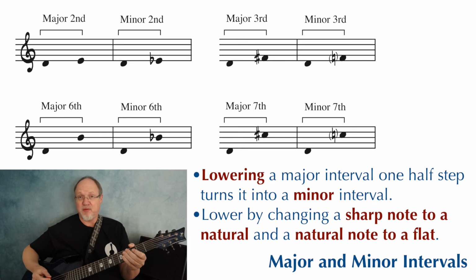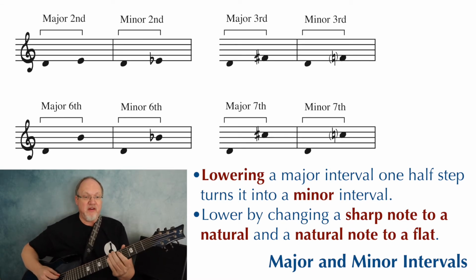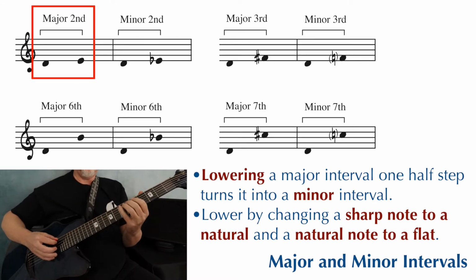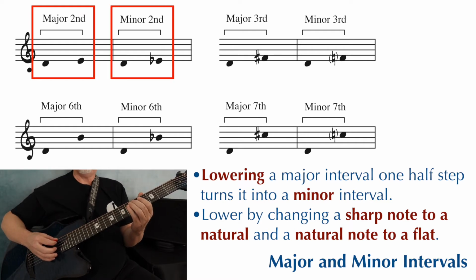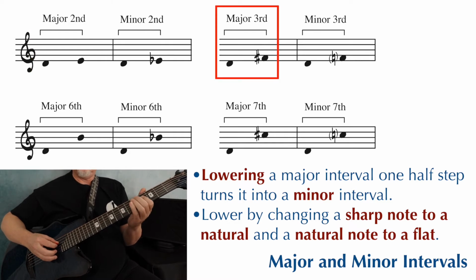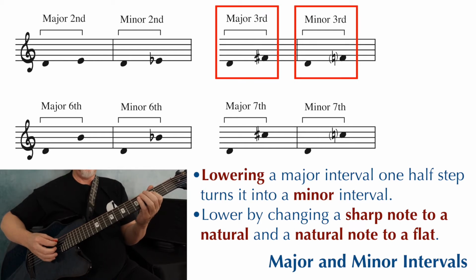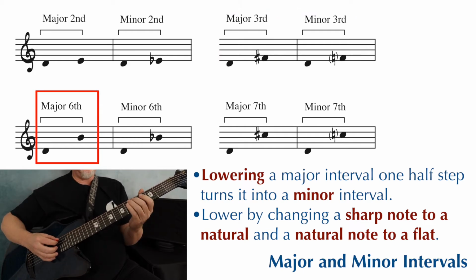Let's go through some examples with D as the bottom note now. D to E is a major second. D to E flat is a minor second. So we've taken that E, lowered it to E flat. D to F sharp is a major third. Lower that F sharp to an F natural. D to F natural, or just F, is a minor third.